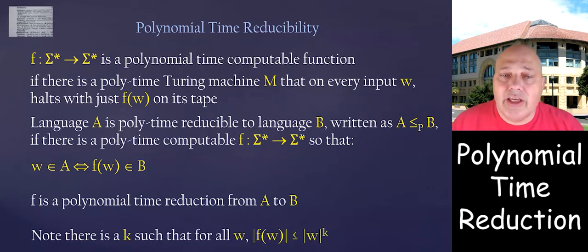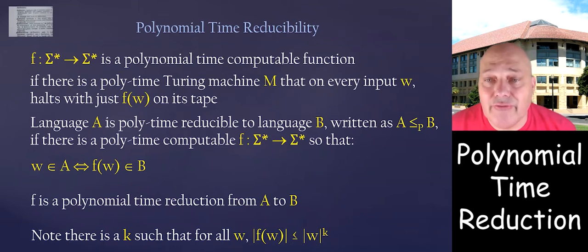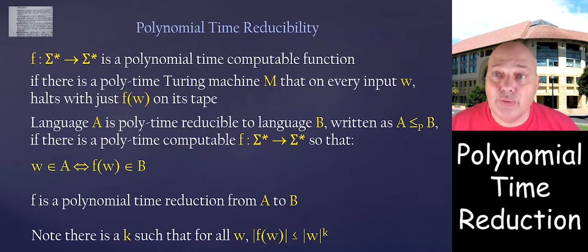And note that this means that there is some k such that this reduction is computable in time at most n to the k. And this in particular means that the output that you get is not too long. So the length of f of w is bounded by the length of w to the k. It's not enough that the output is bounded, but this is one of the things we can conclude. We can conclude that the output length is polynomially bounded.